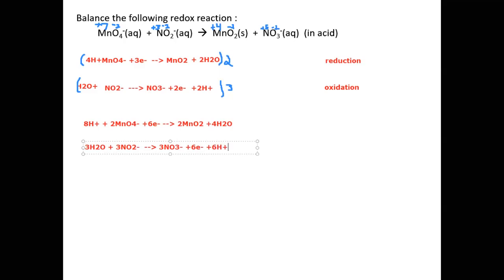Now notice here that for the reduction part, we have 8H+, 2 MnO4 minus, 6 electrons. So the overall charge on this side is 0. On this side is 0 as well. So that's good. For the next one, the overall charge is -3 on this side. We have 3, 9, and 6, which is -3 on this side. So the overall charge should be the same on both sides.